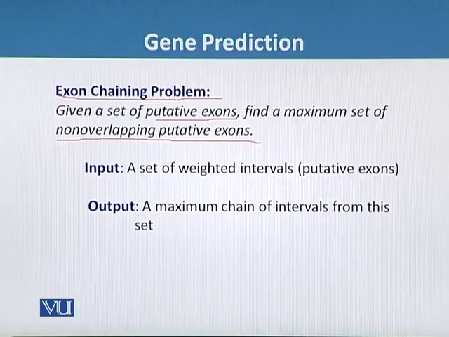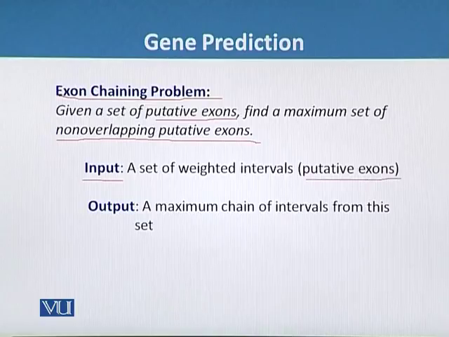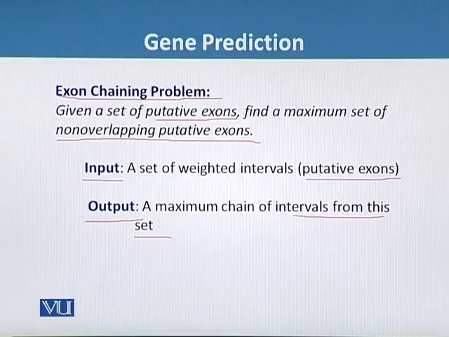exons that are non-overlapping. Because we are using the algorithm, the input will be a set of weighted intervals, that is putative exons, and as output we will get a maximum chain of intervals from this set. So from these weighted intervals, putative exons, we will get the maximum chain of intervals from this set.